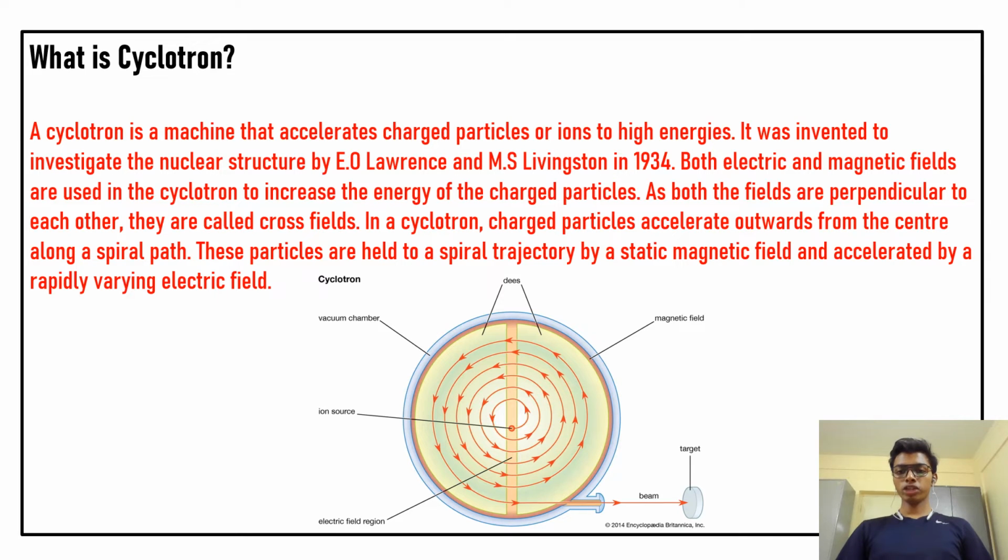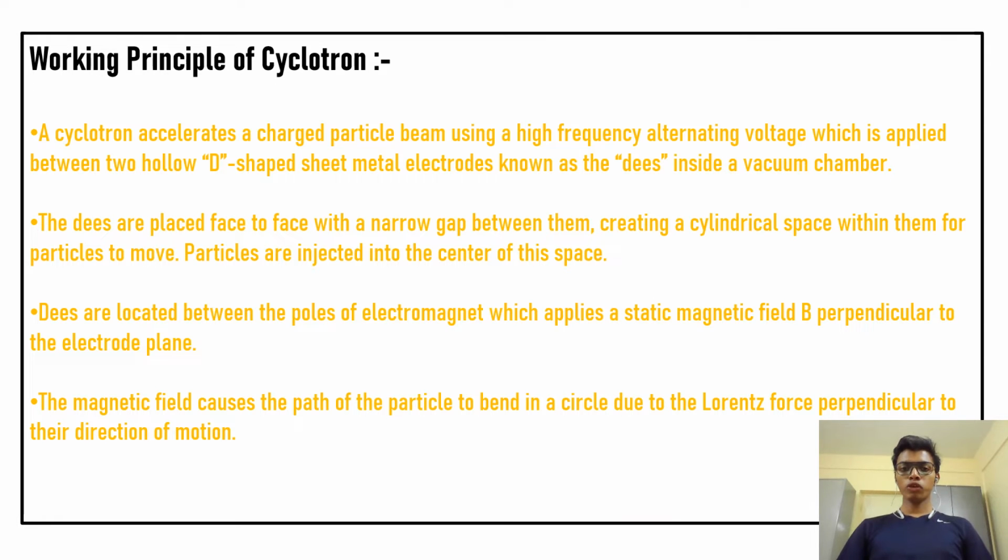In a cyclotron, charged particles accelerate outwards from the center along a spiral path. These particles are held to a spiral trajectory by a static magnetic field and accelerated by a rapidly varying electric field. Working principle of cyclotron.